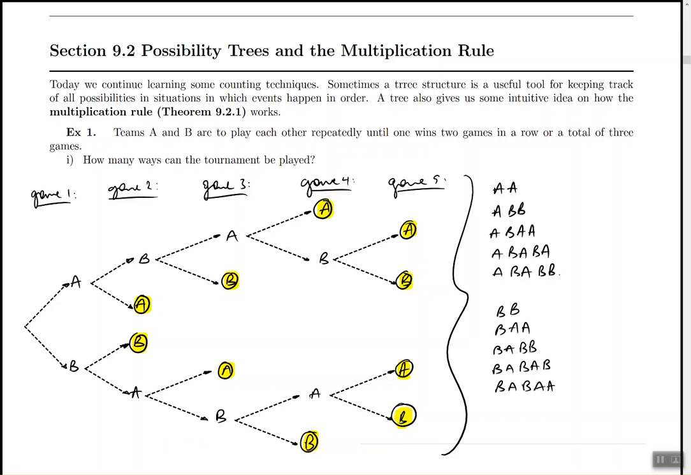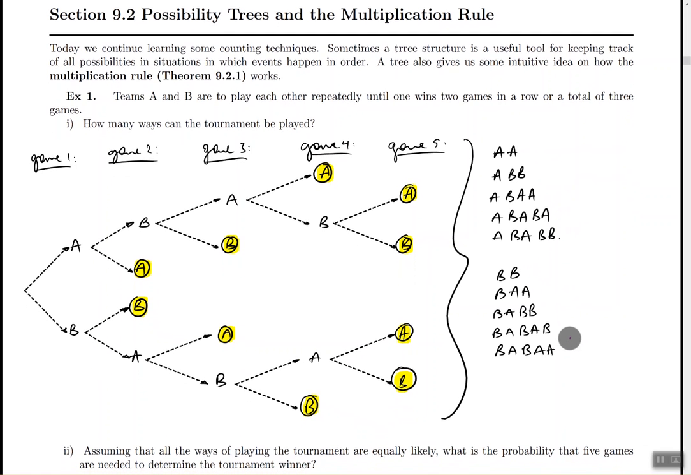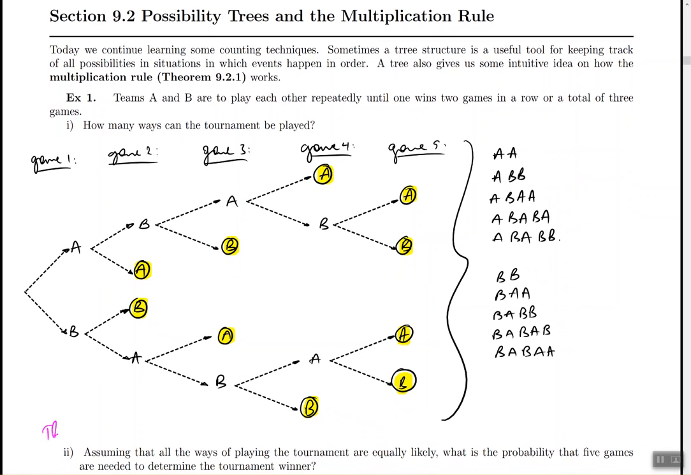So there are the games that can be played, and how many are there? Let's count. 1, 2, 3, 4, 5, 6, 7, 8, 9, 10. So there are 10 ways of playing the tournament. Let's go ahead and write that down over here. There are 10 ways of playing the tournament. And that's the end of part 1 of the problem.